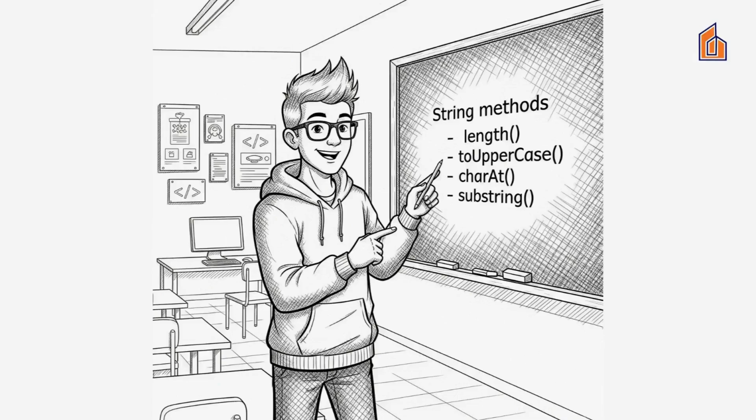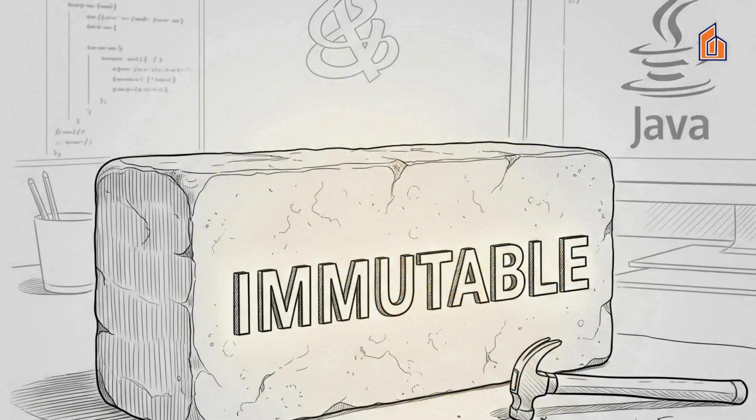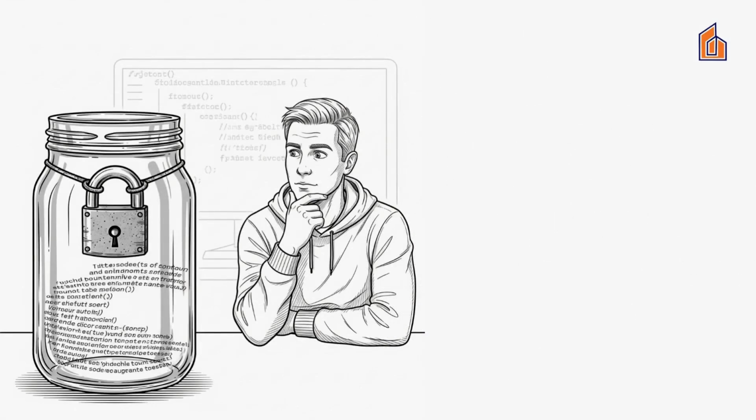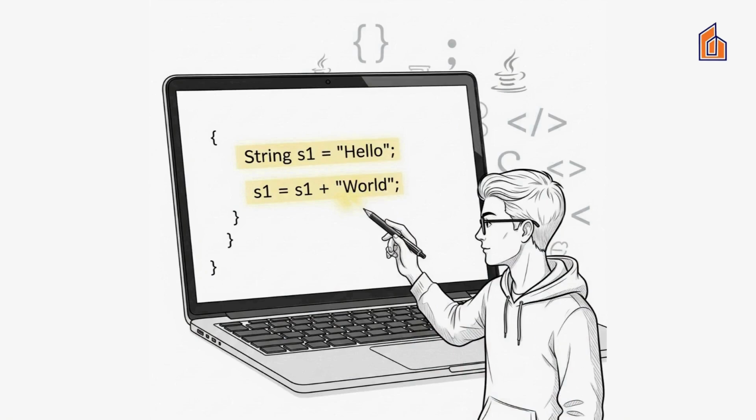So far, we have seen a lot of cool string methods. But here is a secret about string in Java. They are immutable. What does that mean? It simply means once a string is created, it can't be changed. If you try to modify it, Java actually creates a new string in the memory instead of changing the old one. Now let's see some code to understand it better.